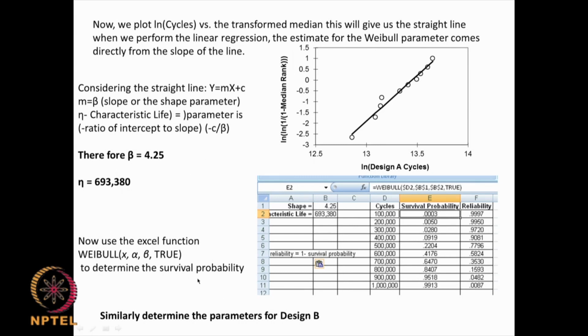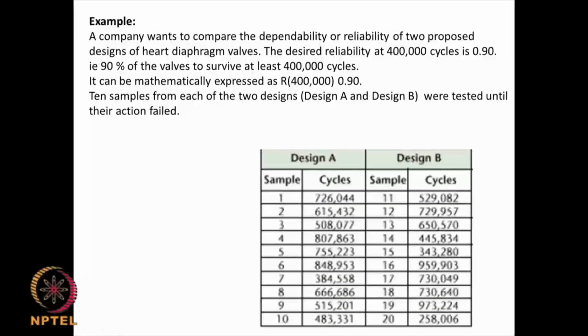So, I can use the Weibull distribution for any value of x. For example, I want it to last for 400,000 cycles. I substitute here, and I can calculate the probability. So, it is very simple. You have done it for design A. Now, you go about doing it for design B. You repeat the whole process.